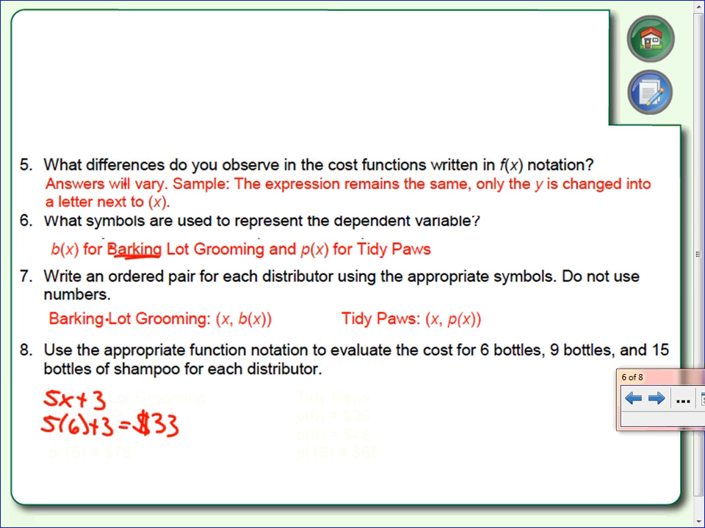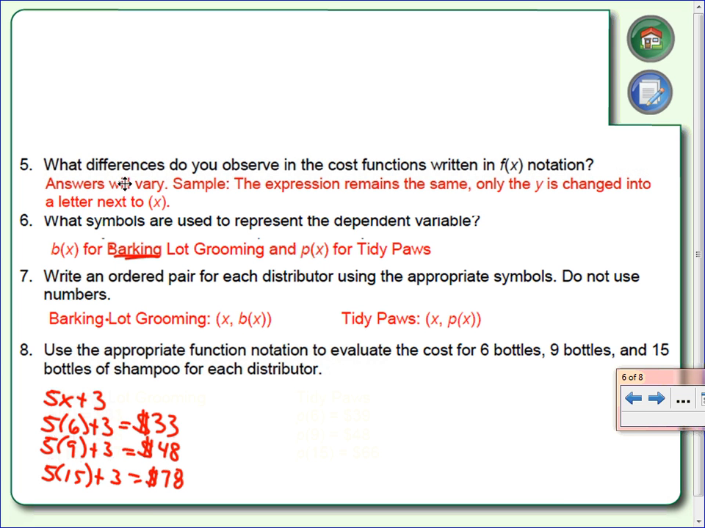What if I buy 9 bottles? Well, let's do that again. This time let's use a 9. Now obviously it's going to be more expensive. So this time they're going to charge, what was it, $48? $48. That's for 9 bottles. And what about if I wanted 15 bottles? What are they going to charge me for 15 bottles? $78. Now, of course, this is specifically talking about that parking lot.